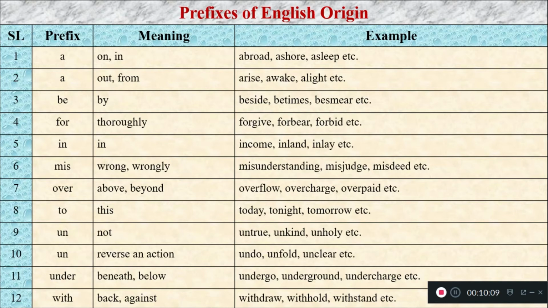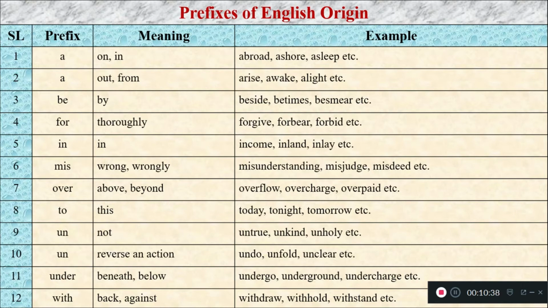As a prefix, a also means out or from. For example, arise means to get up from sleeping. Awake means to come out of sleep. Alight means to get out of a vehicle. Next, the prefix be means by. For example, beside means by the side. Betimes means before the expected time.